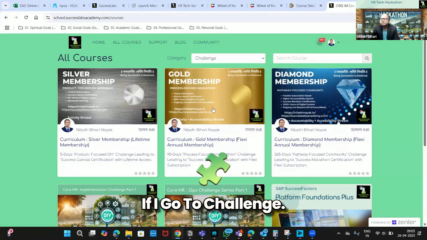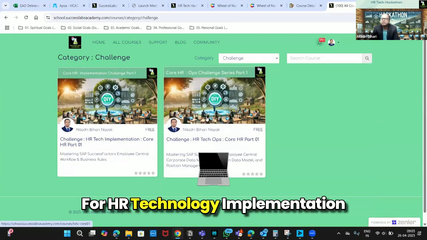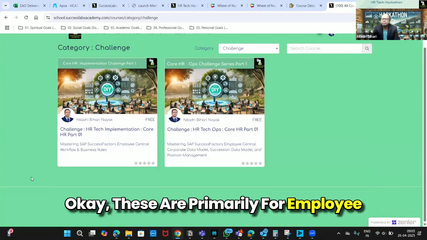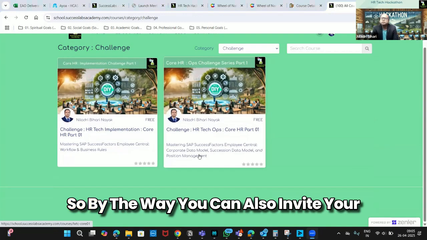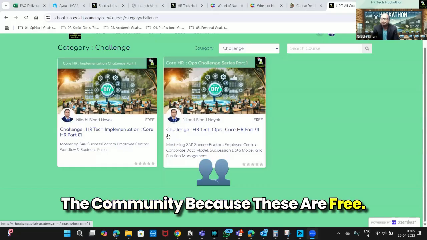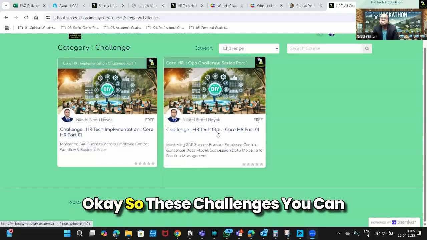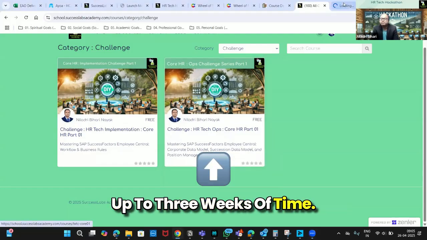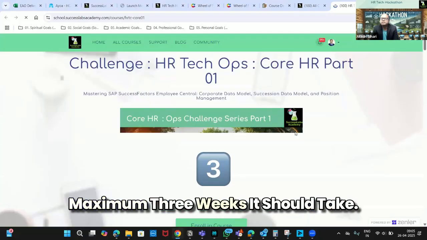If I go to challenge, at present I have activated a few challenges, one for the HR technology implementation part and another for the operation part. These are primarily for Employee Central, but I will be activating it for all other modules as well. You can also invite your friends, even if they are not part of the community, because these are free. This is a DIY challenge, meaning do it yourself. It may take up to 3 weeks; you can do it faster, but maximum 3 weeks.